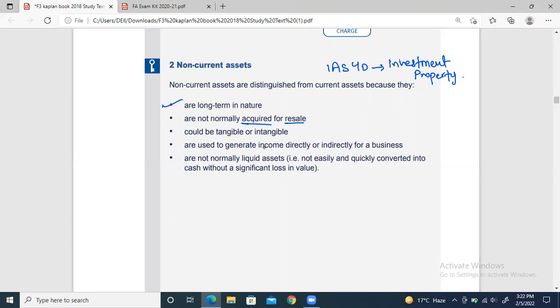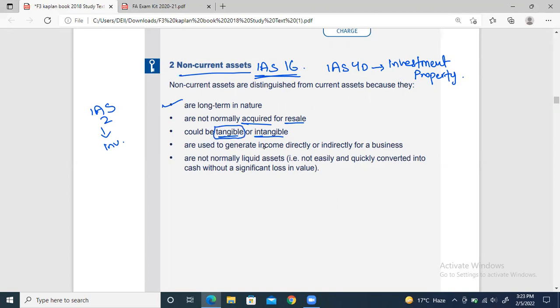These have a separate accounting standard, that is IAS 16. For the inventory, we studied one accounting standard, which was IAS 2, right? This was for the inventories. But for these non-current assets, the accounting standard is International Accounting Standard 16. They could be tangible and intangible. Intangible assets have one separate chapter, we'll discuss that as well in next week's classes. So right now our focus will be tangible only.